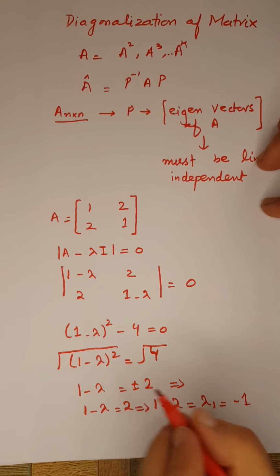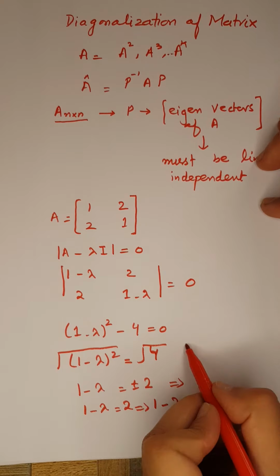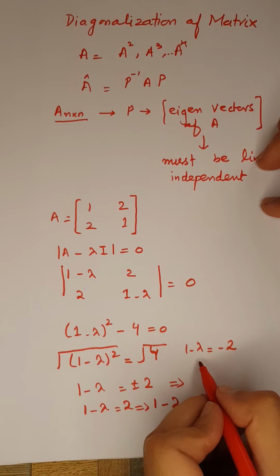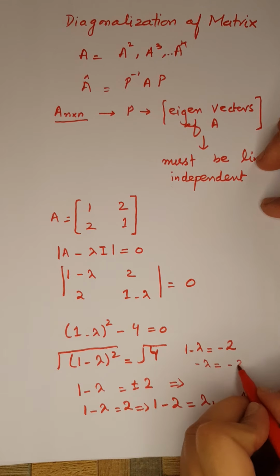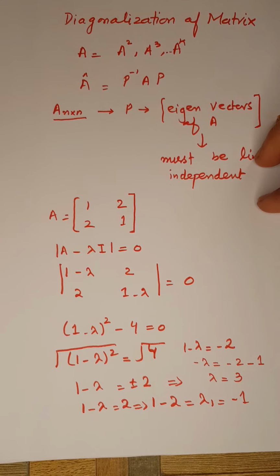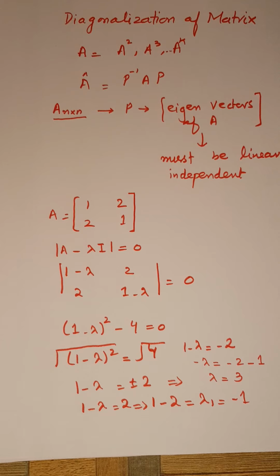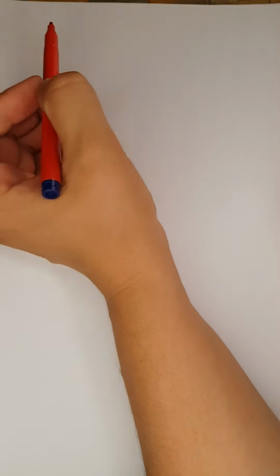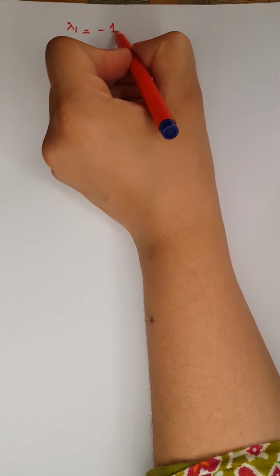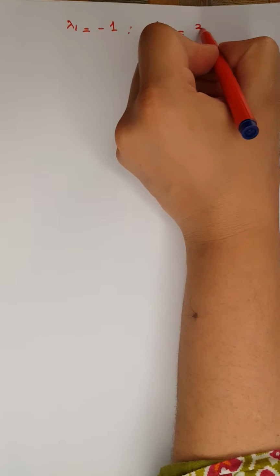If we take the negative value, 1 minus lambda is equal to minus 2, then minus lambda is equal to minus 2 minus 1, so lambda is equal to 3. So you got the two eigenvalues that are minus 1 and plus 3. Since these two eigenvalues are distinct, lambda 1 is equal to minus 1 and lambda 2 is equal to 3.